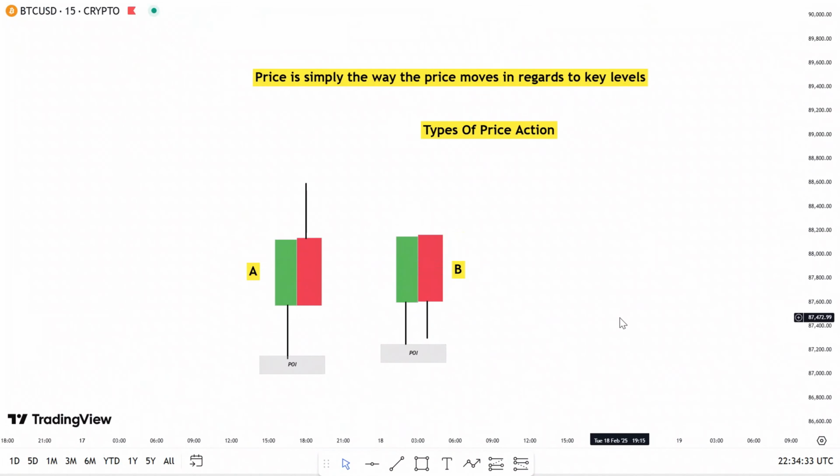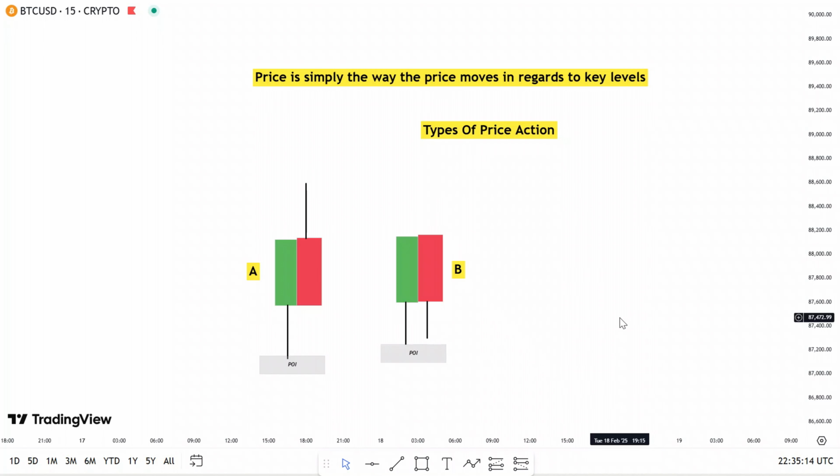So we are going to start by understanding what price action is. Now, just as the name implies, price action is simply the way the market moves, the way price moves in regard to your key levels. When I say key levels, I'm talking about your points of interest, like your support and resistance, your fair value gap, your order block, and other points of interest that you have. Now, there are different types of price action, right? But in this video, I'm going to be teaching you guys the two price actions that I normally look at and that have worked for me back to back in the forex market.